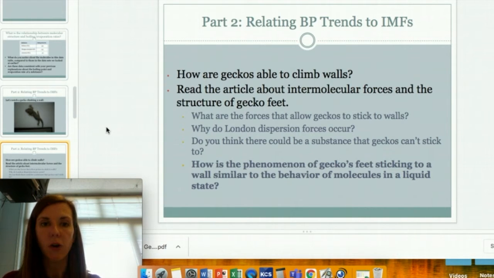While you're reading that article, what are the forces that allow geckos to stick to walls? Why do they occur? Can you think of a substance maybe that the gecko can't stick to? And how is the phenomenon of geckos' feet sticking to a wall similar to the behavior of molecules in a liquid state, that evaporation rate that we just looked at?